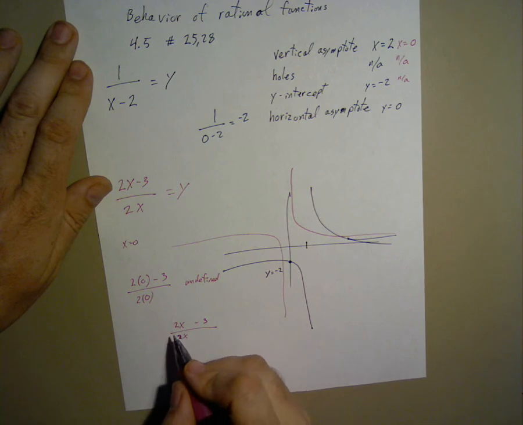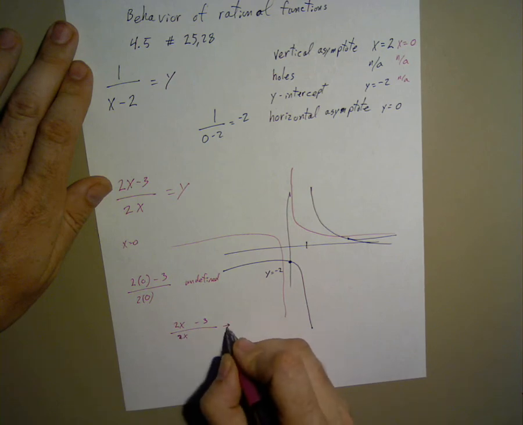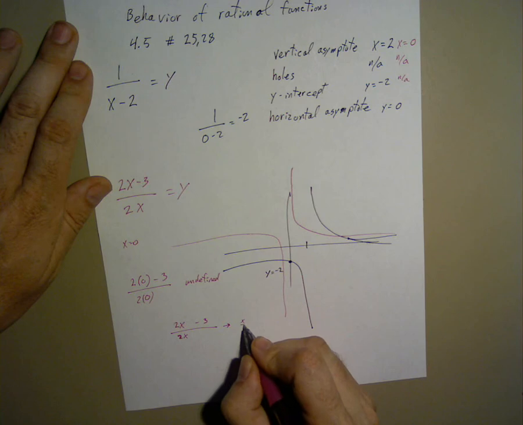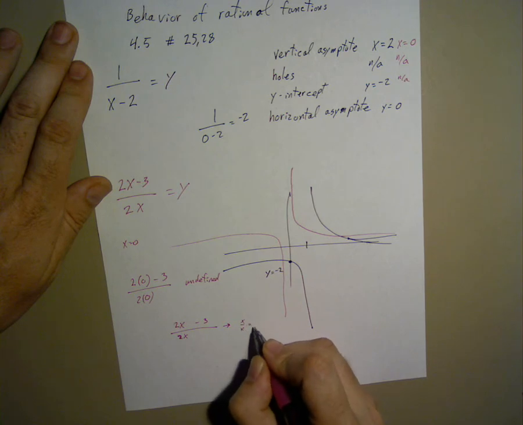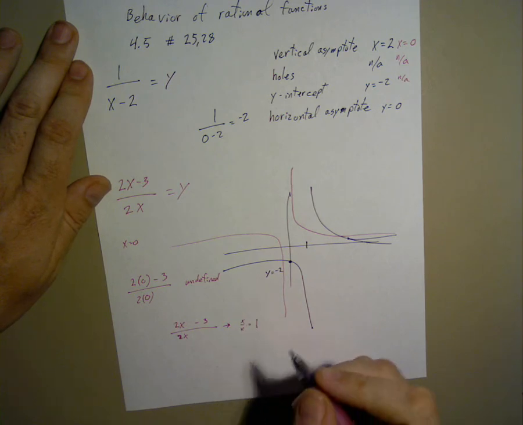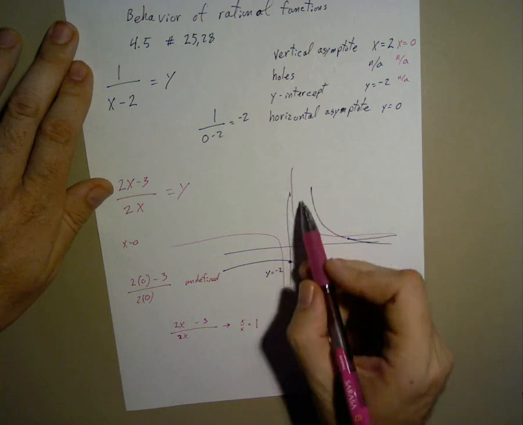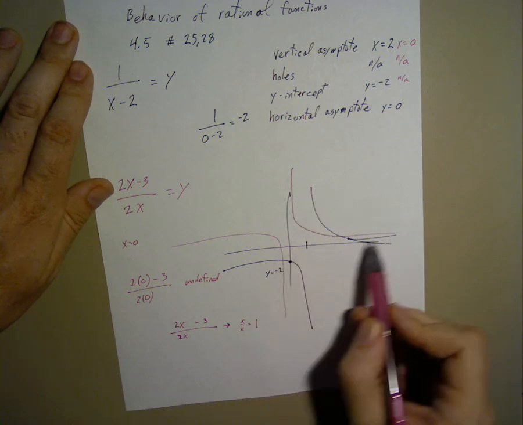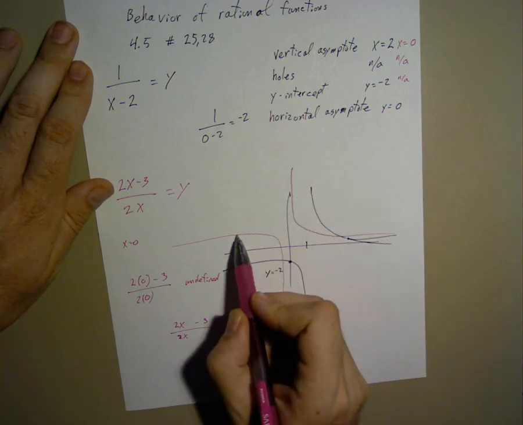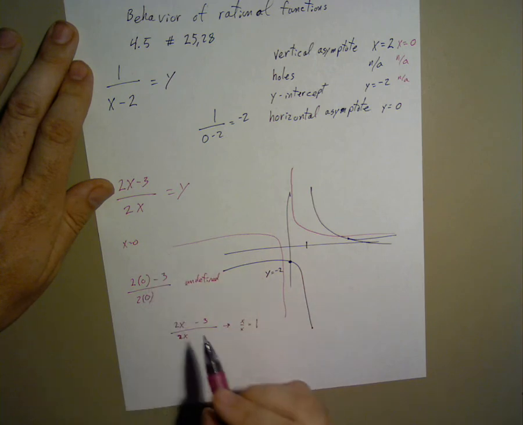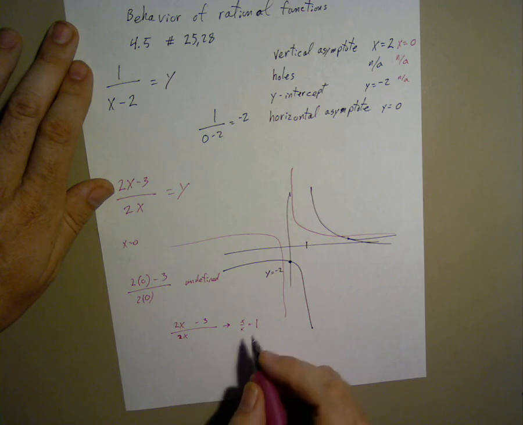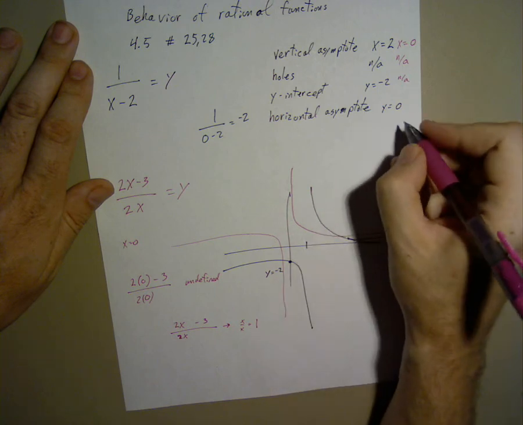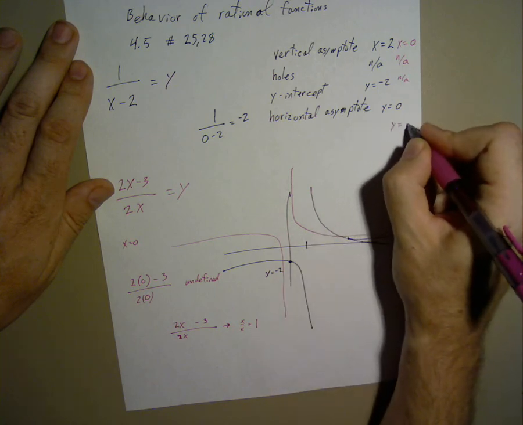In other words, it gets close to x over x, which is 1. So as x becomes very, very large, or very, very large negative, the function approaches, but never actually equals, y equals 1. Hence we say that is the horizontal asymptote. y equals 1.